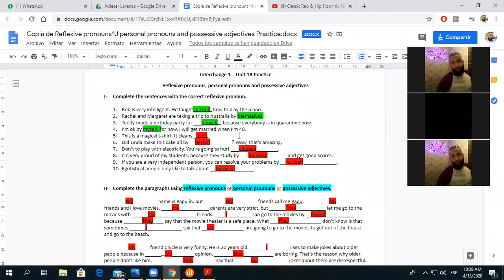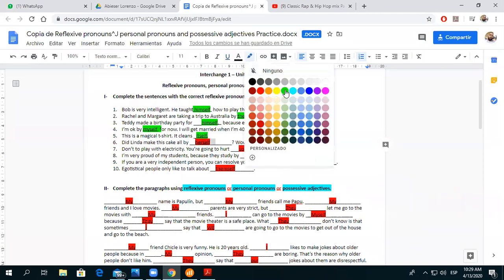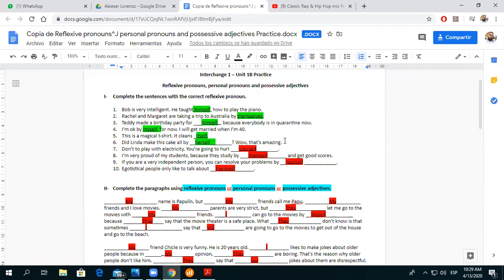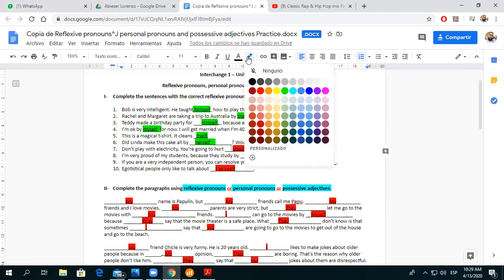I will get married when I am 40. Yes. This is a magical t-shirt. It cleans itself. Very good. Did Linda make this cake all by herself? Yes, that's correct. Wow, that's amazing. Don't, okay, this is incorrect. Don't play with electricity. You are going to hurt yourself. That is correct.